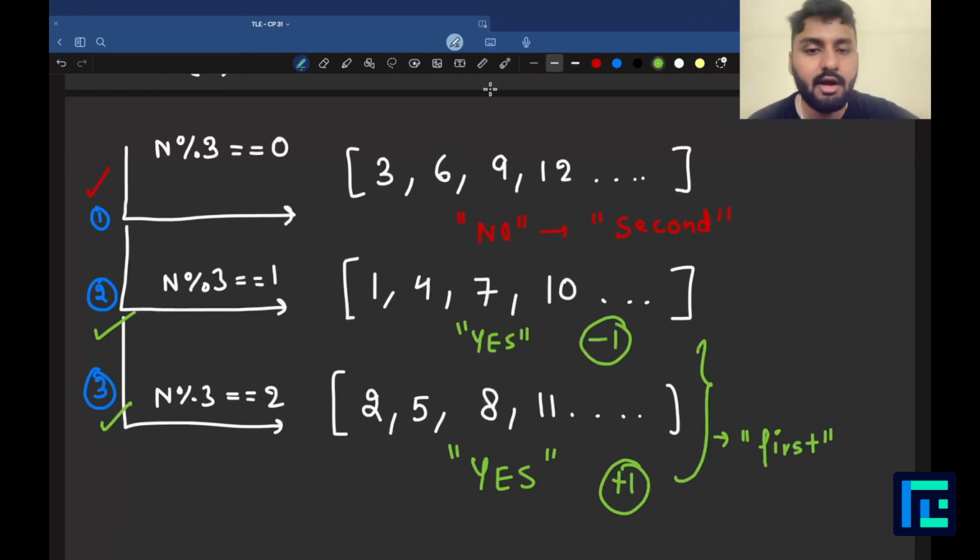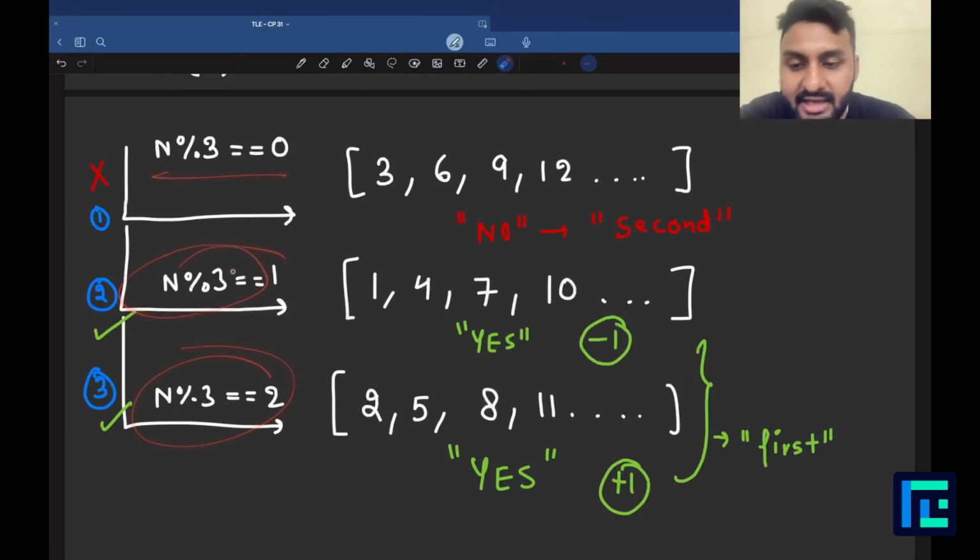So essentially, what is the total idea now? What am I trying to simply do? Take the input n, then check, is n already a number divisible by 3 or not? If it's already divisible by 3, simply say, I'm going to print second. And if the number is not initially divisible by 3, that is these two cases, as in it either gives you 1 as the remainder or it gives you 2 as the remainder, just simply blindly print first.